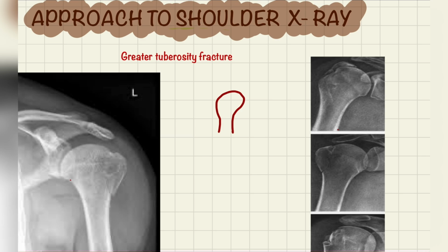So here this is the humeral head, this is the greater tuberosity area and insertion of the supraspinatus. So whenever this fracture happens, the supraspinatus muscle pulls the fragment towards itself.